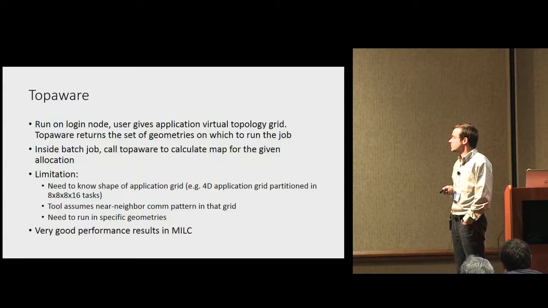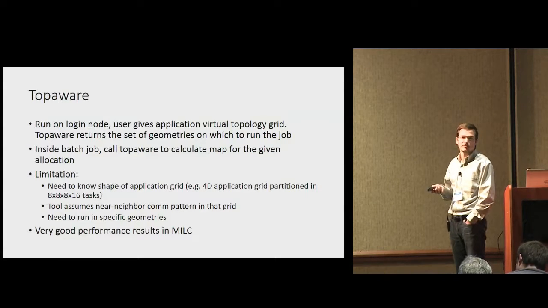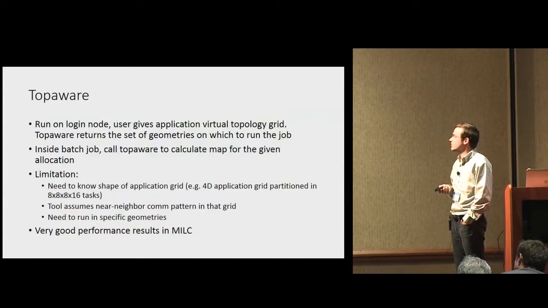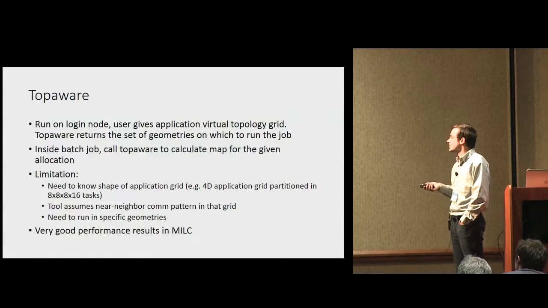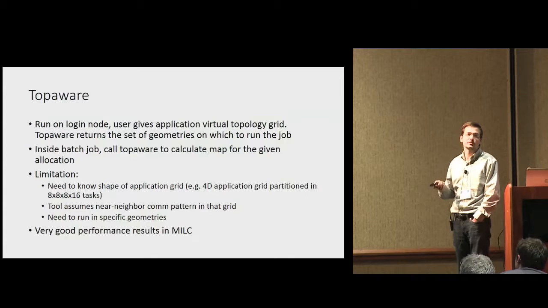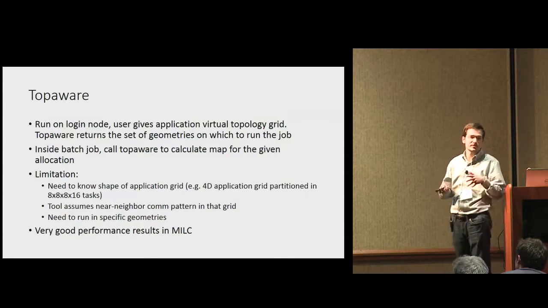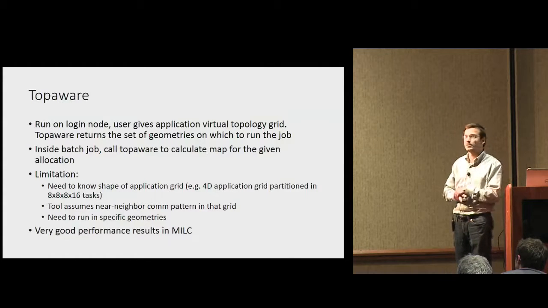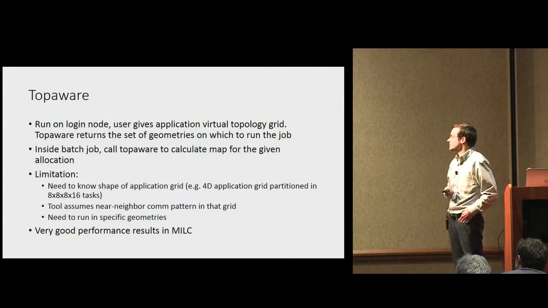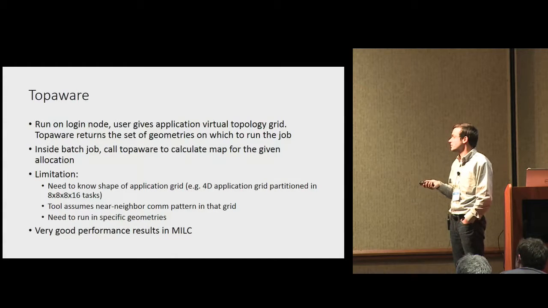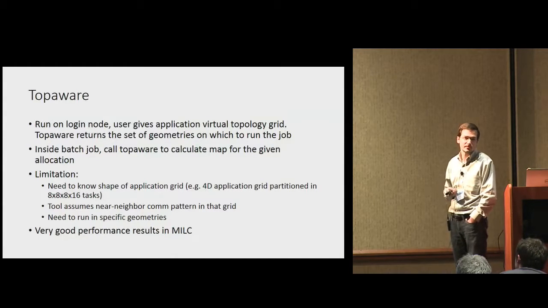And then there's Topo-Aware, which gives us very good results with MILC. I know it's being used in production runs. It was developed by Robert Fiedler from Cray. The limitation we saw with this tool is that you basically have to know how your application grid is partitioned. You have to tell Topo-Aware that. And then it'll tell you what shapes you need to run the job. So it's restricted to running on those shapes. And it assumes near neighbor communication patterns, which might not always be the case.